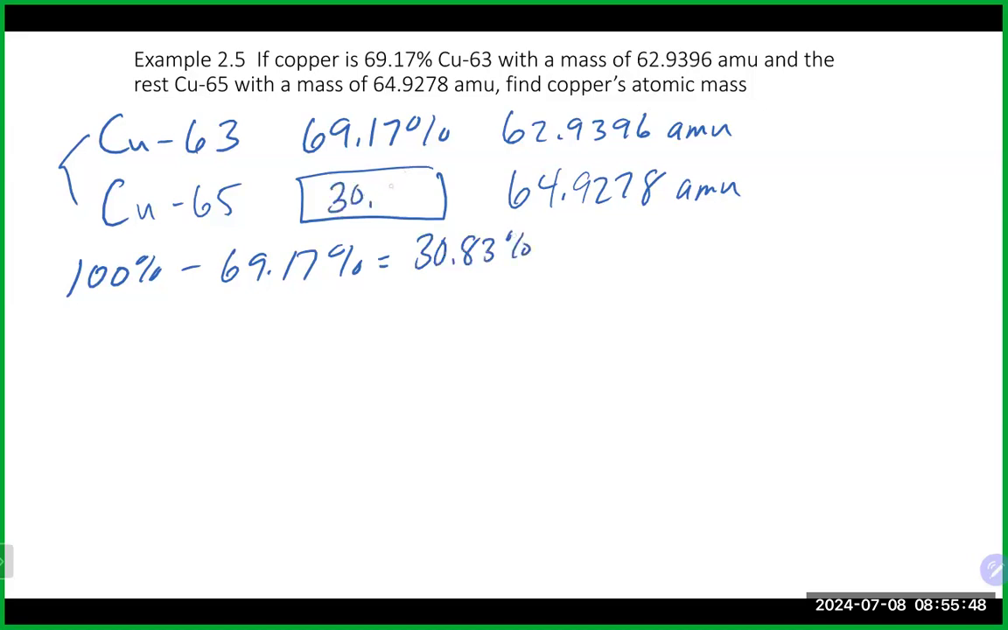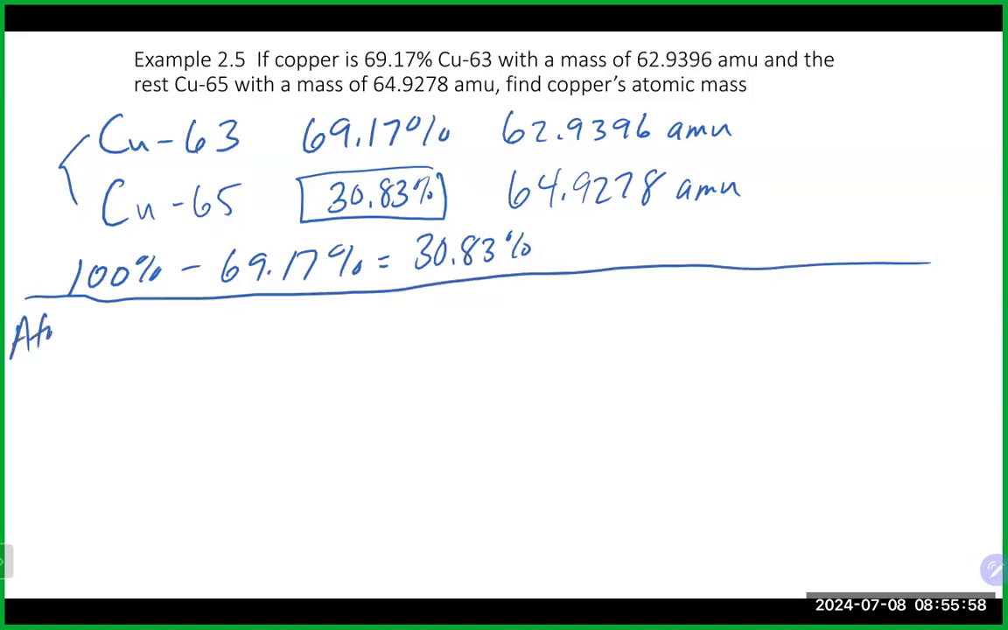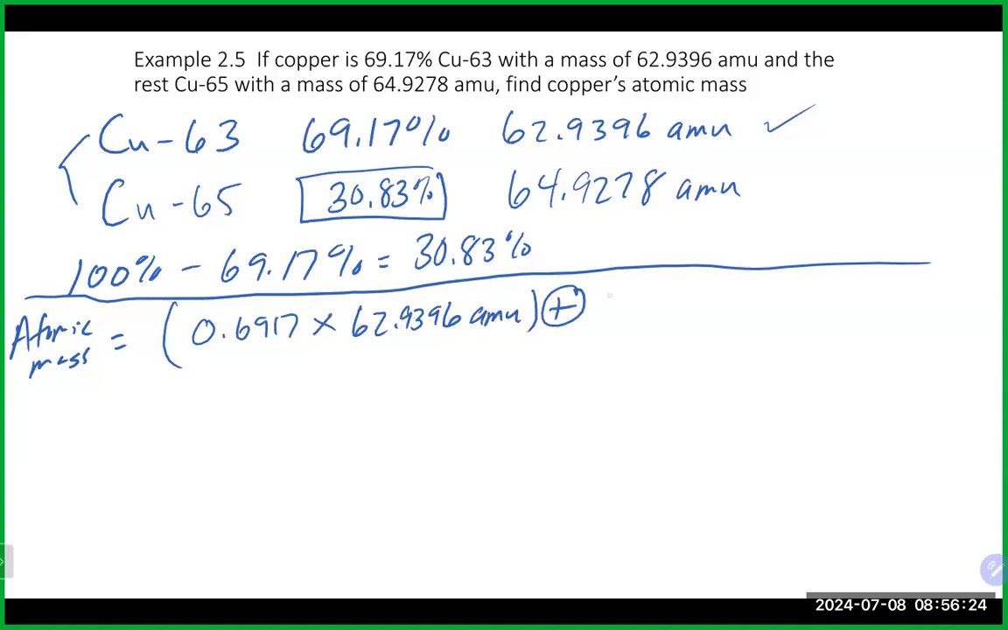Now we know this guy is 30.83%. And again, now we have basically everything that we need to calculate it using our formula that we talked about. So we'll do our atomic mass here is going to equal our first isotope, which will go with this one. Remember that we do need to convert our percentage into a decimal. So again, you can move the decimal place 2 places to the left, or you can divide by 100, whichever way you want to do that. We will times it by our atomic mass there of our first isotope. We will then again add it at this point, not multiply.